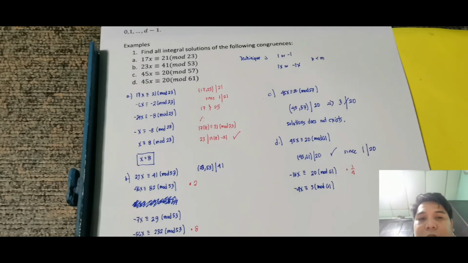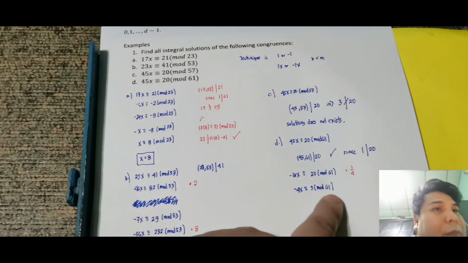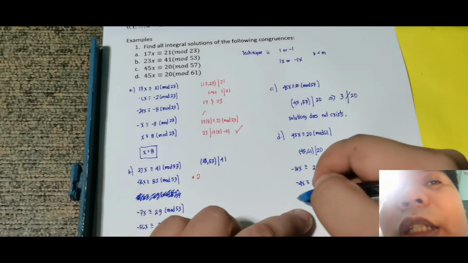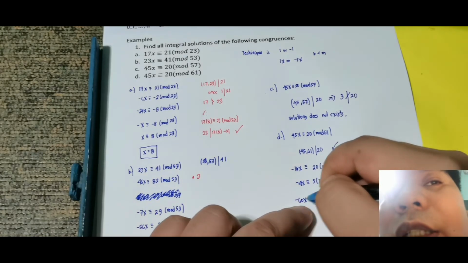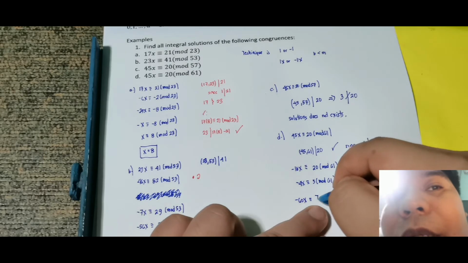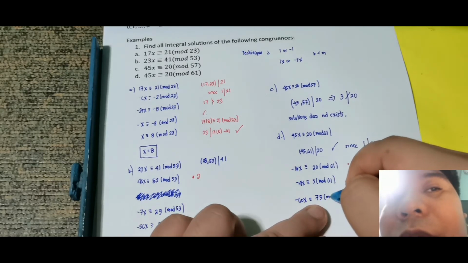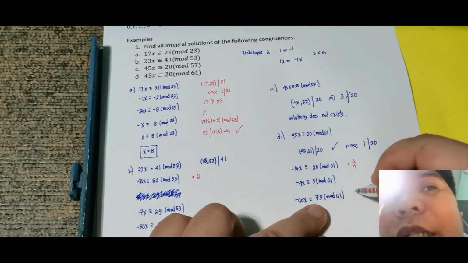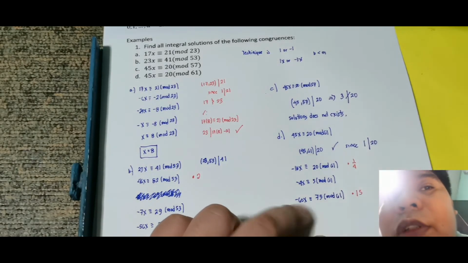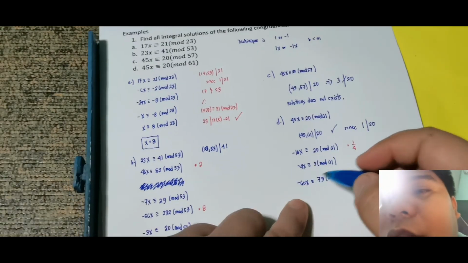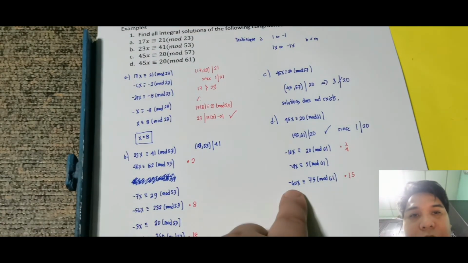Okay, next is syempre itong 4 na to, malapit ko na siya sa 61. Sir, bakit? I-multiply ko na lang siya by 15. So, pag multiply ko by 15, this is negative 60x congruence to 75. I think this is 75 mod 61. So, again, minultiply ko siya by 15. So, next is, ilan na lang yung kulang? Ang kulang is negative 1.